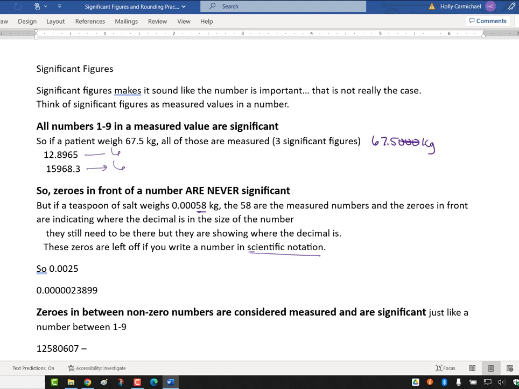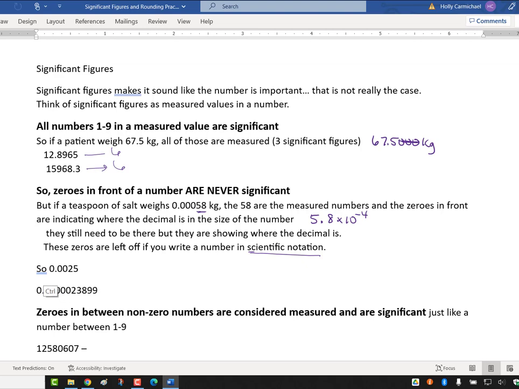I'd move my decimal place from here. I'd have to make my number between 1 and 9. So my decimal place would move 4 places to the right. So my number would be 5.8 times 10 to the negative 4 kilograms. So notice those zeros disappear. So when you put something in scientific notation, it's going to take out any of those non-significant numbers.